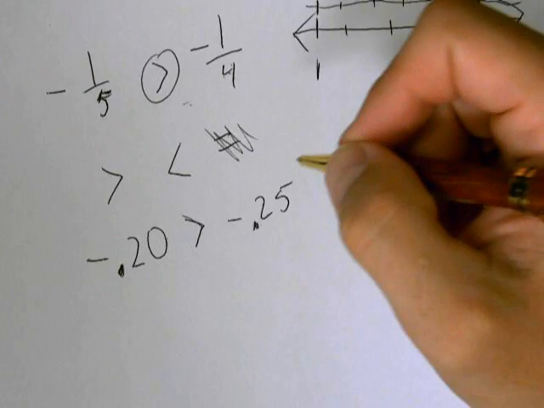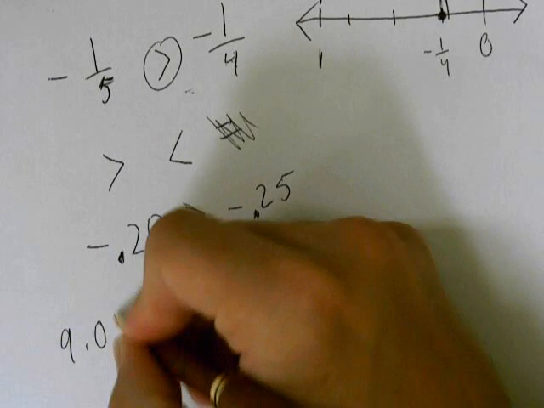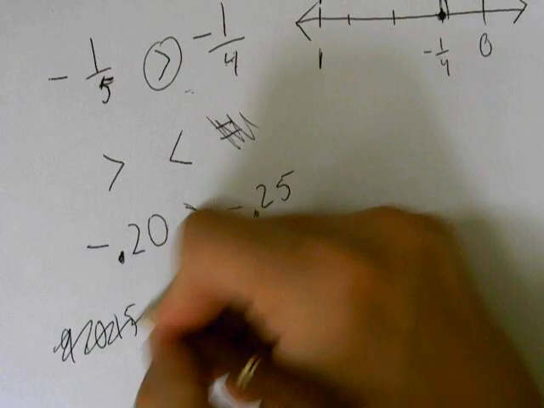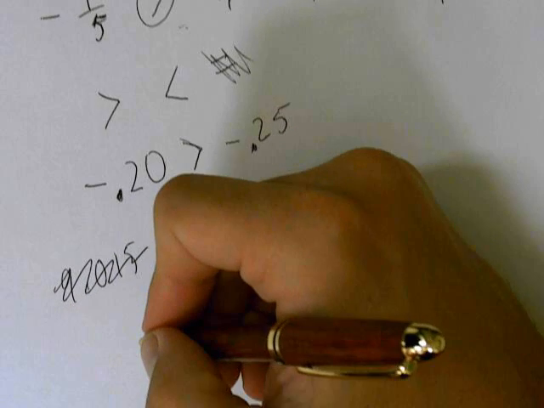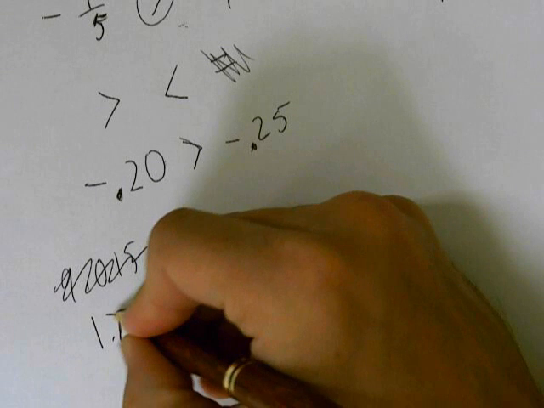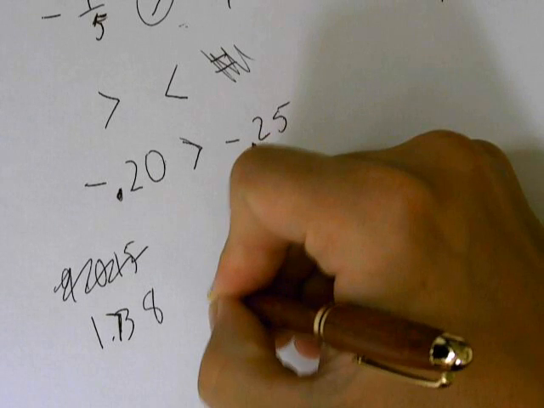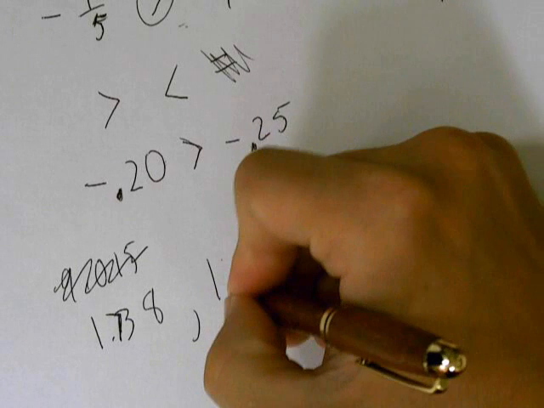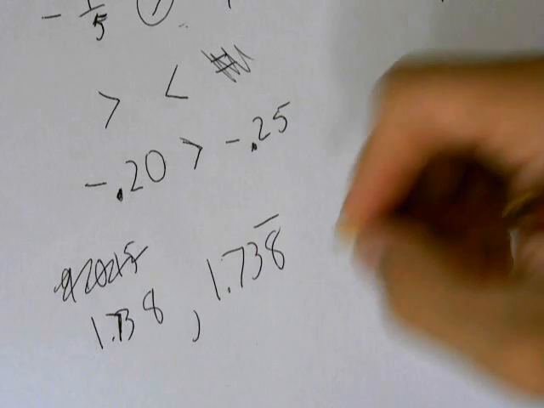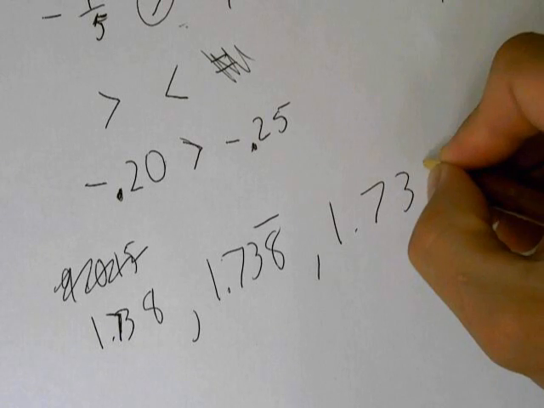You know what? I'm not going with that example. I'm going with another one. 1.738. I said it right and wrote it right. Next one, 1.738. And the next one, 1.738.